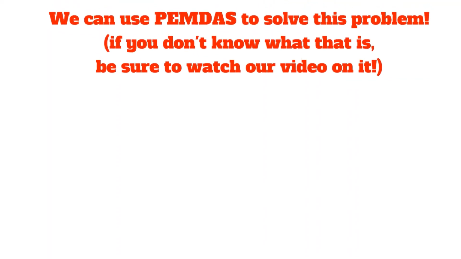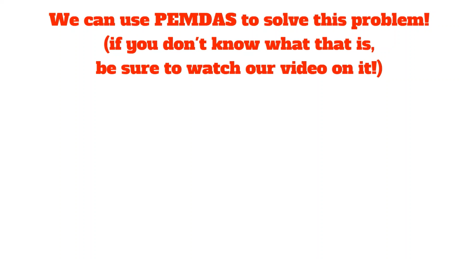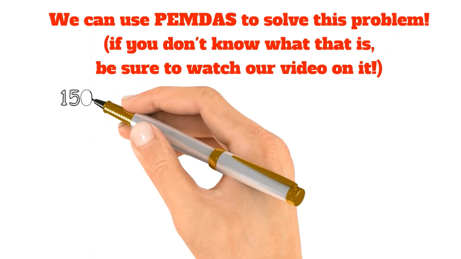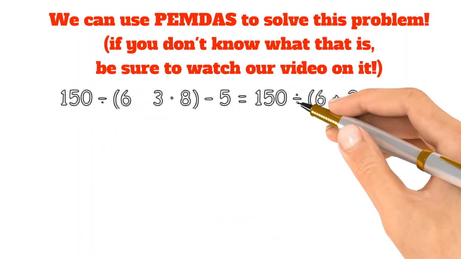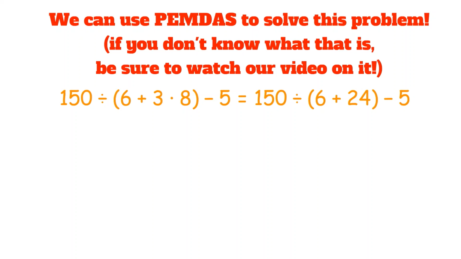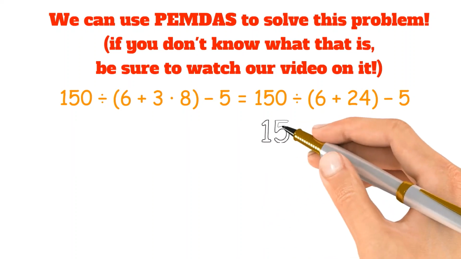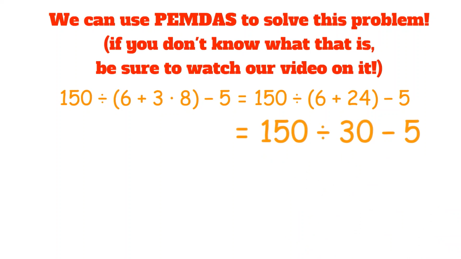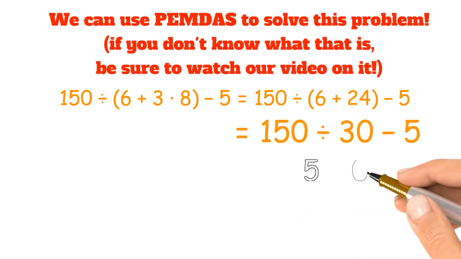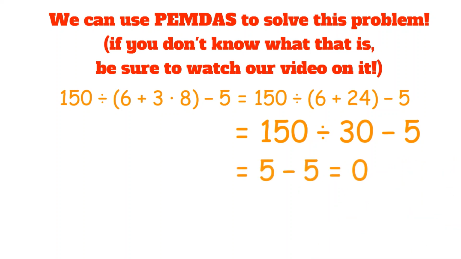We can use PEMDAS to solve this problem. If you don't know what that is, be sure to watch our video on it. We get 150 divided by 6 plus 3 times 8 minus 5. Simplifying that, we get 150 divided by 30 minus 5, which is 5 minus 5, which gives us our answer of 0.